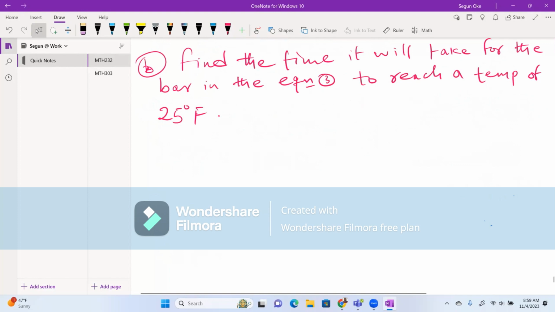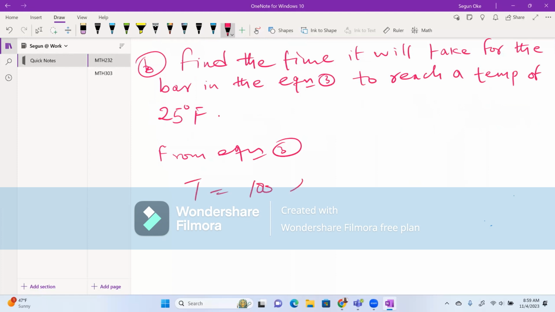So remember, we're given 25 degrees Fahrenheit. Don't forget, the solution on this one is just from equation 3. Remember, we have T equals 100 exponential 0.035t. And don't forget, we now said T equals 25. What happened? Substitute your 25 here: 25 equals 100 exponential 0.035t.